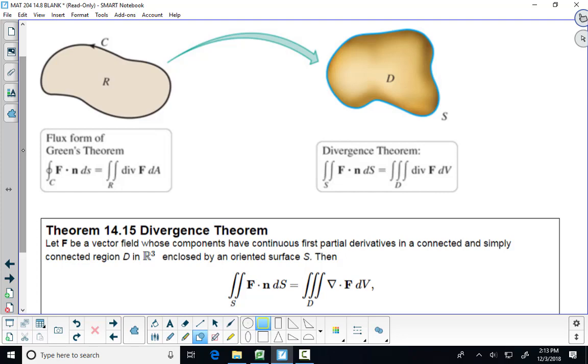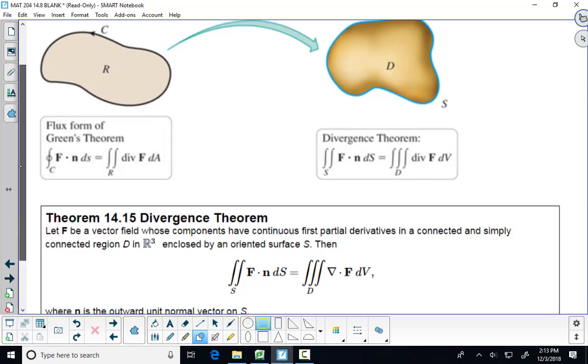So the divergence theorem is just the flux form of Green's theorem in 3 dimensions. Stokes' theorem is the circulation form of Green's theorem in 3 dimensions, and then the divergence theorem is just the flux version. So let's take a look at it.